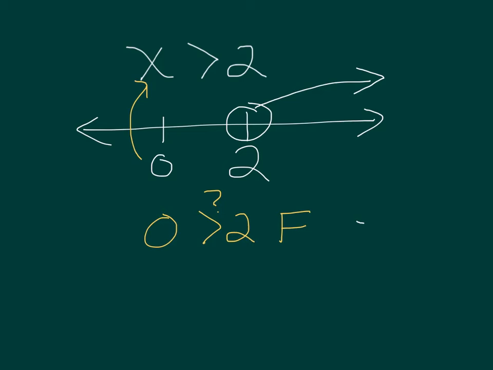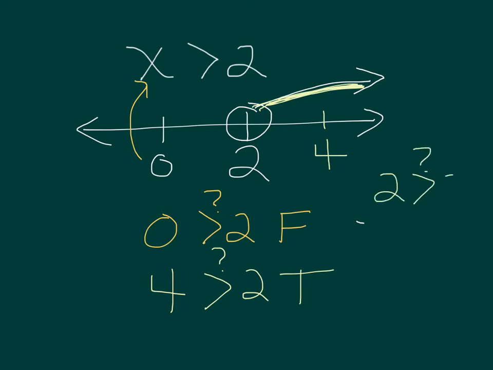Let's just try a number to the right of 2. Let's say 4. So then we check, is 4 greater than 2? And of course that's true. So that means that yes, we are including the numbers to the right of 2. Now the open circle on 2 means that 2 is not included in the solution. Let's go ahead and just check that. Is 2 greater than 2? No, it is not. It is not greater than 2. So that's why we have the open circle. So it says that particular solution does not make our inequality true.